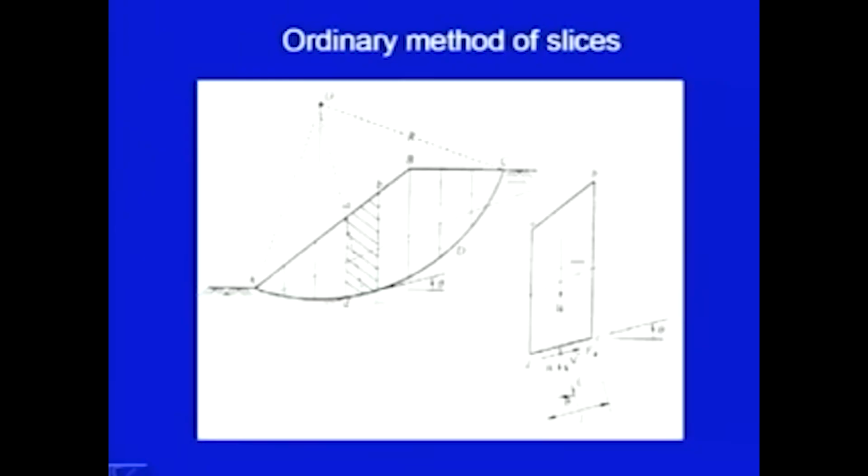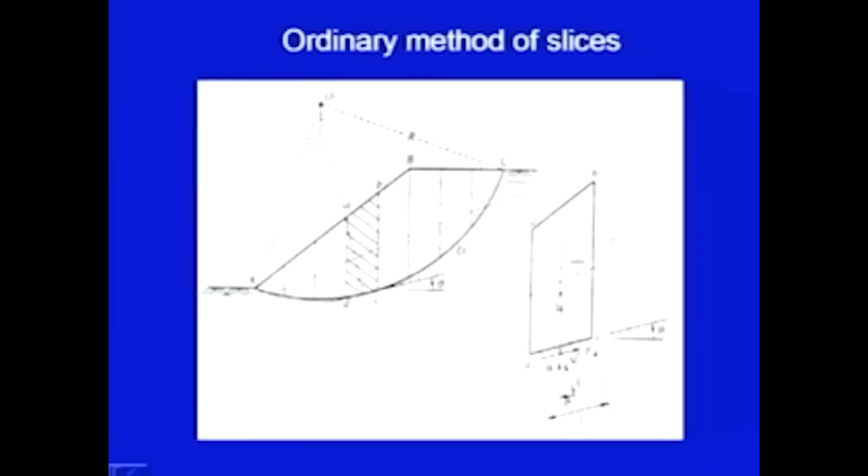The base of the slice is a circular arc, but we have taken it to be a straight line. So, it is not going to make much difference. For the sake of computations, we can take it to be a straight line from this point D to C. This particular slice has its own weight, and then it will have a frictional force at the base, and this frictional force will depend on the normal force here, and it also has water pressure. This is the phreatic line we have shown.